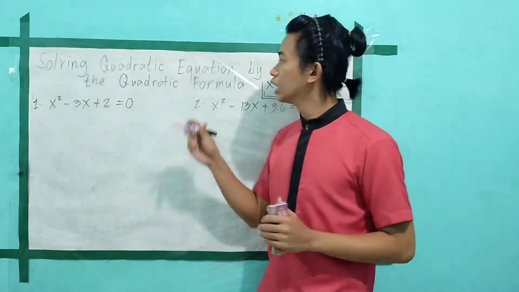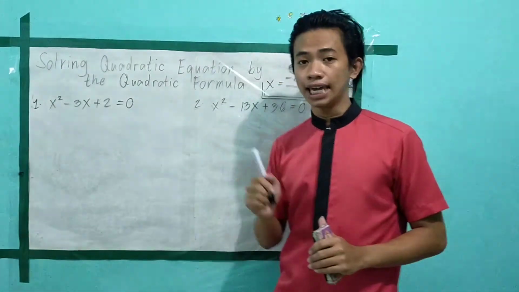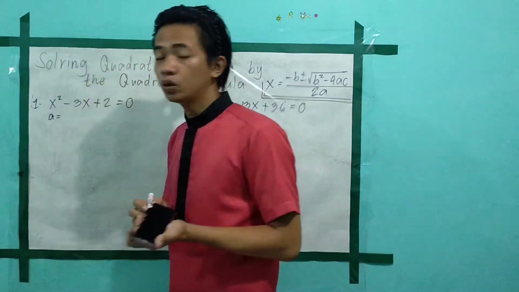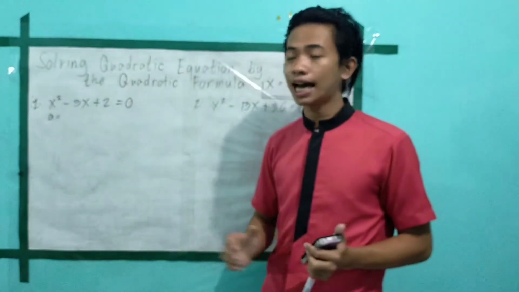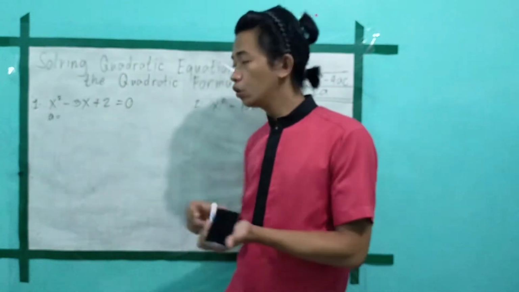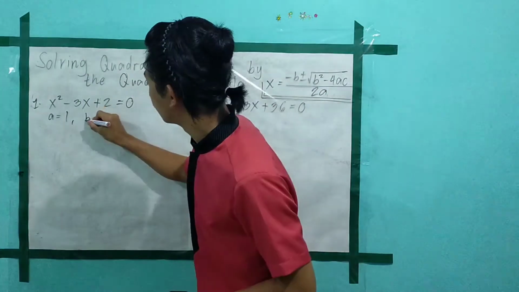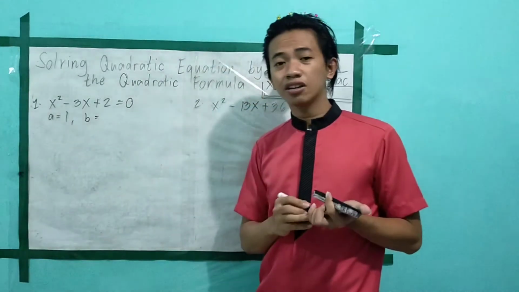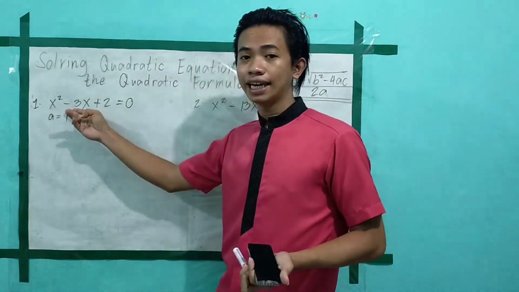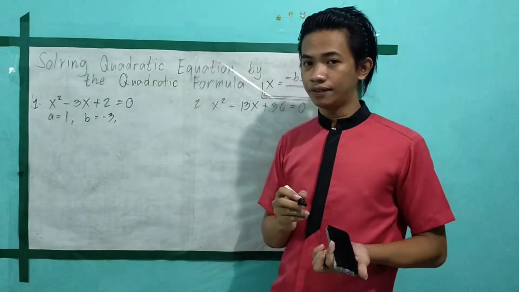Kapag magsasolve tayo ng quadratic equation gamit ang formula, dapat alam natin yung value ng ating a, b, and c. So, yung a natin is equal to yung numerical coefficient ng ating x squared, which is 1. Therefore, ang a natin is equal to 1. Next, yung b naman natin is yung numerical coefficient na kasama ng ating variable x. Ang numerical coefficient niya, we have negative 3. Therefore, ang ating value ng b is equal to negative 3.